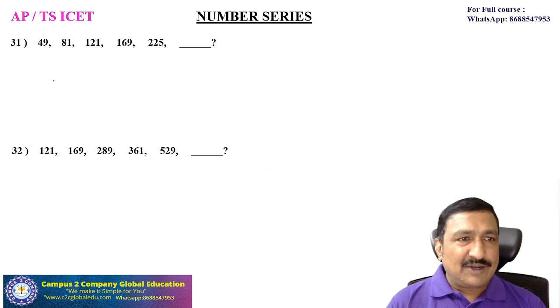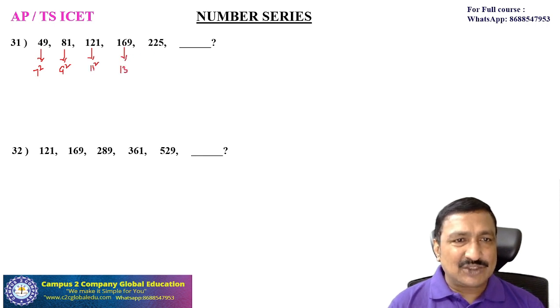Now look at this one, friends. 49 can be written as 7 square. 81 can be written as 9 square. 121 can be written as 11 square. And 169 can be written as 13 square. And 225 can be written as 15 square. So these are the squares of odd numbers. So the next odd number is 17 square. So 17 square is equal to how much will come? 289 will come. So the answer for this question is 289, friends.